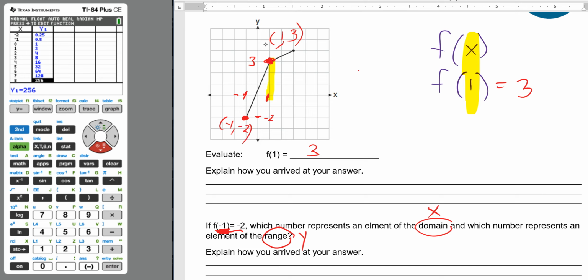So just as we know with ordered pairs, the first place is always the x, the second place is always the y. So same idea with functions, we know that the number in the parentheses will always be the input, the x, the domain, and the number that comes out is your output, or your y, or the value in your range.